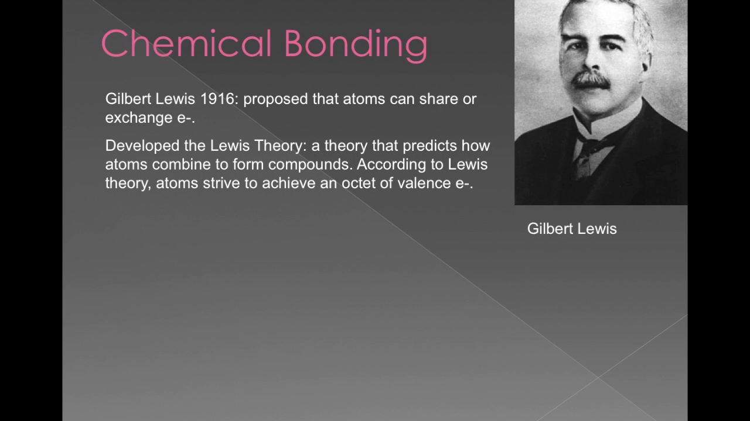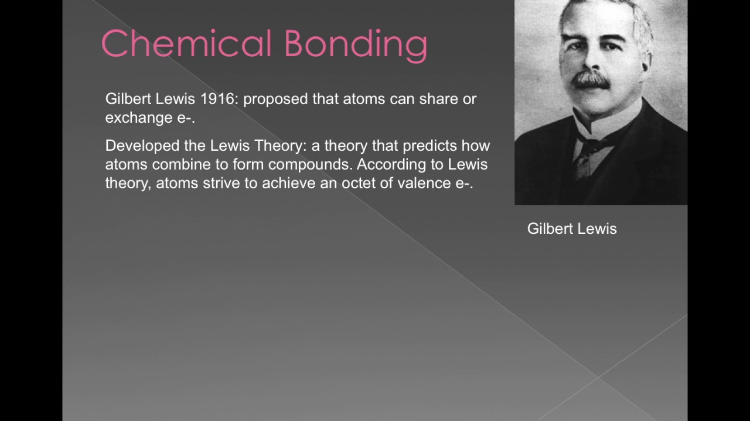Okay, so now we're going to talk a little bit about the history of chemical bonding. The first person to come up with the idea of a chemical bond was Gilbert Lewis. In 1916, Lewis proposed that atoms can share or exchange electrons, and that it was this sharing or exchanging of electrons that is what a chemical bond is, and that chemical bonding is the basis for forming compounds.